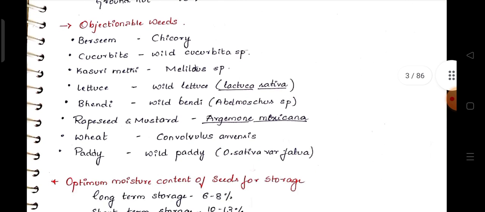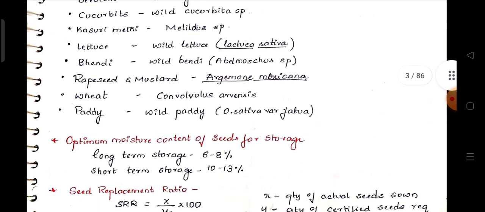Coming to the objectionable weeds of different crops: in Barsim, shikori is the objectionable weed; in cucurbits, wild cucurbit; in kasuri methi, Melilotus species; in lettuce, wild lettuce or Lactuca sativa; in bhindi, wild bhindi, that is Abelmoschus species; in rapeseed and mustard, Argemone mexicana; in wheat, Convolvulus arvensis; in paddy, wild paddy or Oryza sativa variety fatua.